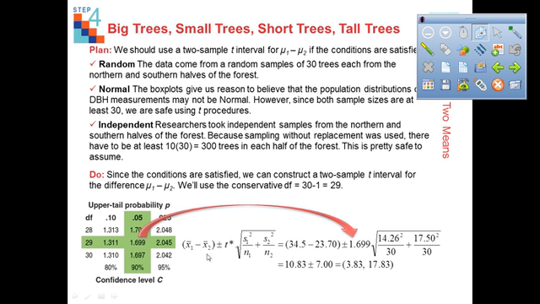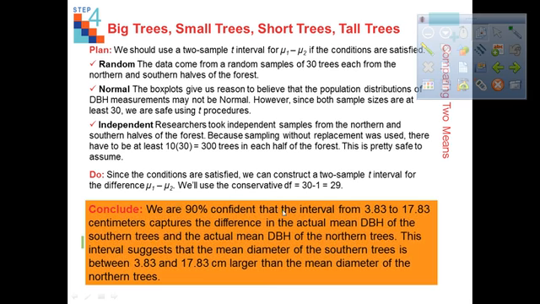So look, they get 1.699 because they use 29 degrees of freedom. It comes out to be 3.83 to 17.83. So they conclude: we are 90% confident that the interval from 3.83 to 17.83 centimeters captures the difference in the actual mean breadth. So if it differs from 3.83 to 17.83, would we be able to conclude there's a difference in the diameter of the trees from the south to the north? Yes, we would be able to conclude that.